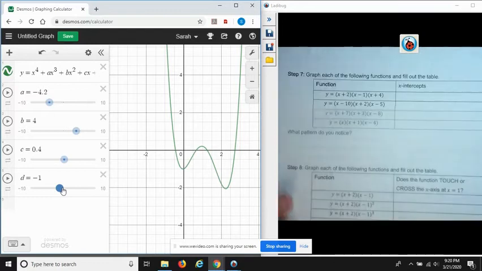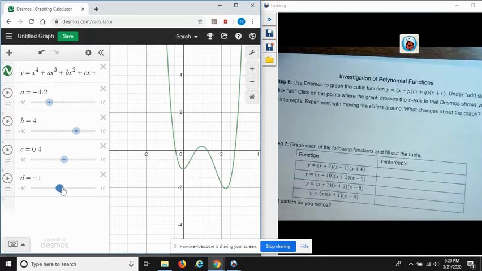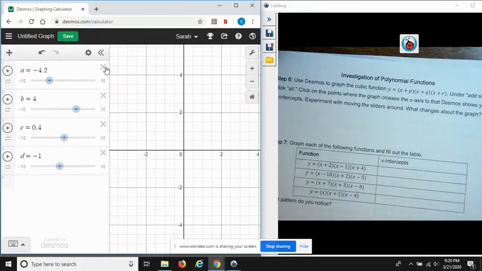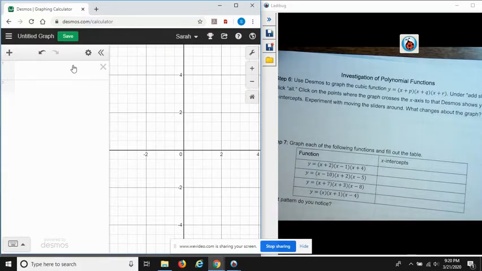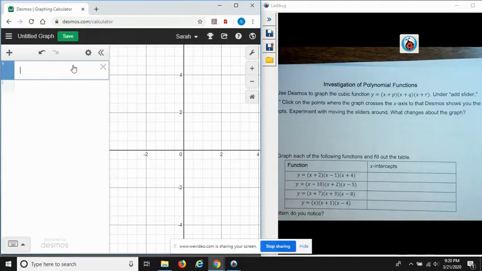All right, step 6, it asks you, slide down to 6. It says use Desmos to graph the cubic function, okay? And we're going to do the same. I'm going to delete everything on Desmos over here. We're going to do the same sort of thing. Okay, I'm going to clear everything out. And then we're going to type in y equals, x plus p, x plus q, x plus r.